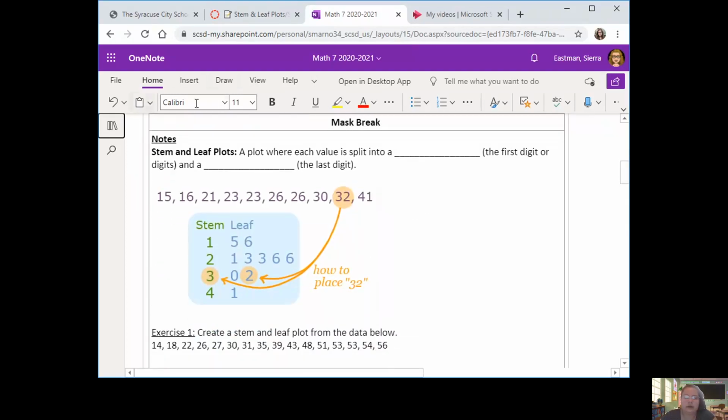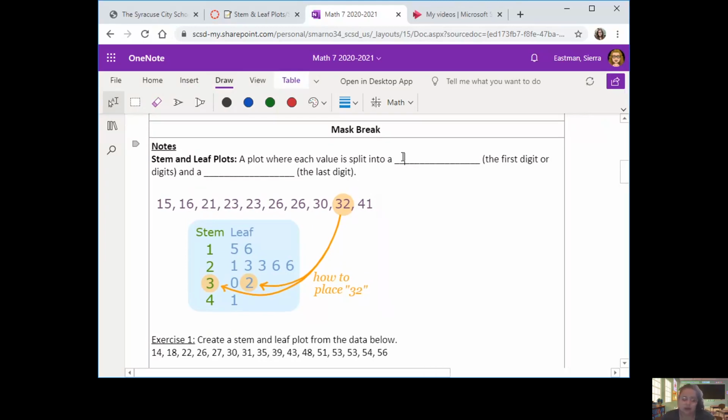So let's fill in some of our vocabulary first. Stem and leaf plots are a plot where each value is split into a stem, which is the first digit of that number, okay, and then the leaf, which is the last digits of that number. So, for example, this 32, instead of it being represented in a regular list, they broke it by the stem and the leaf, and they placed it there, okay?